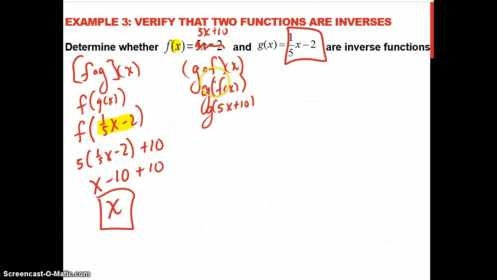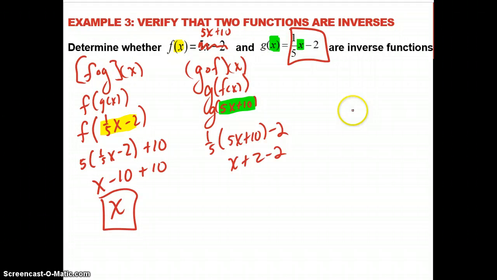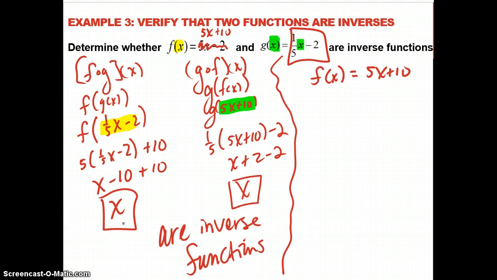Start by plugging my f of x function in. And now I will take this chunk and plug it in for every x in my g function. When I do, I get this, and I simplify and reduce, and I end up with x. So now that I've confirmed that both our composition functions are equal to x, I know that they are inverses.